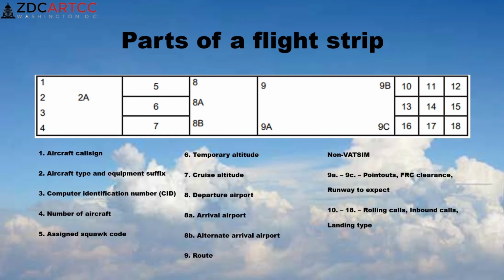In real-life flight strips, blocks 9A through 9C will be used for optional strip marking, such as pointouts, FRC clearances, and runway to expect. Blocks 10 through 18 can include rolling call confirmations, inbound confirmations, or the landing type of the aircraft, such as touch and go, full stop, or low approach. This is especially useful in the tower environment.